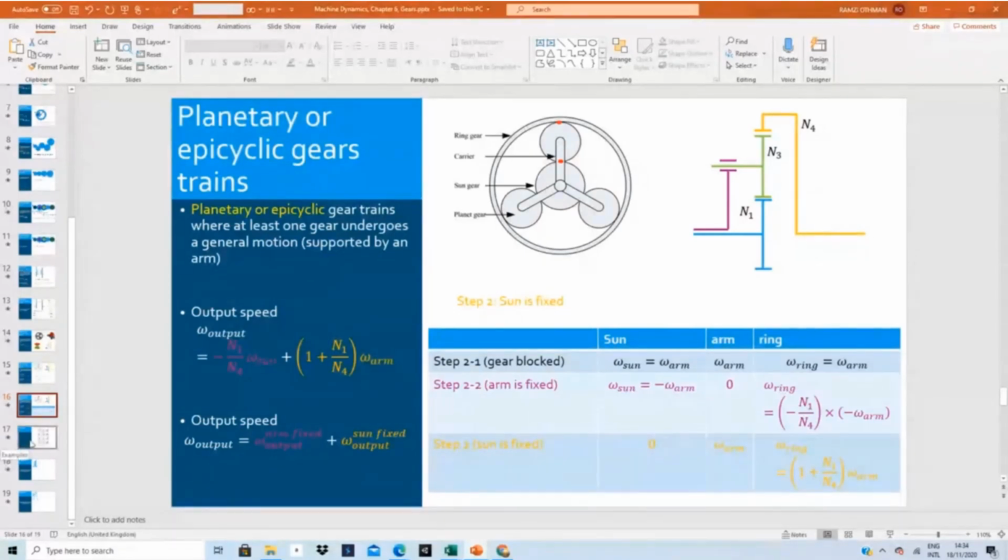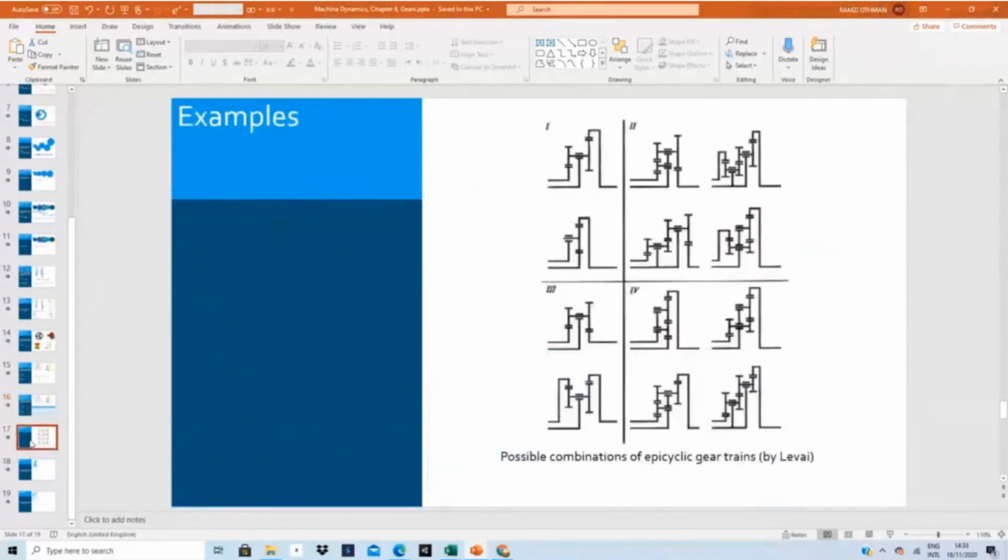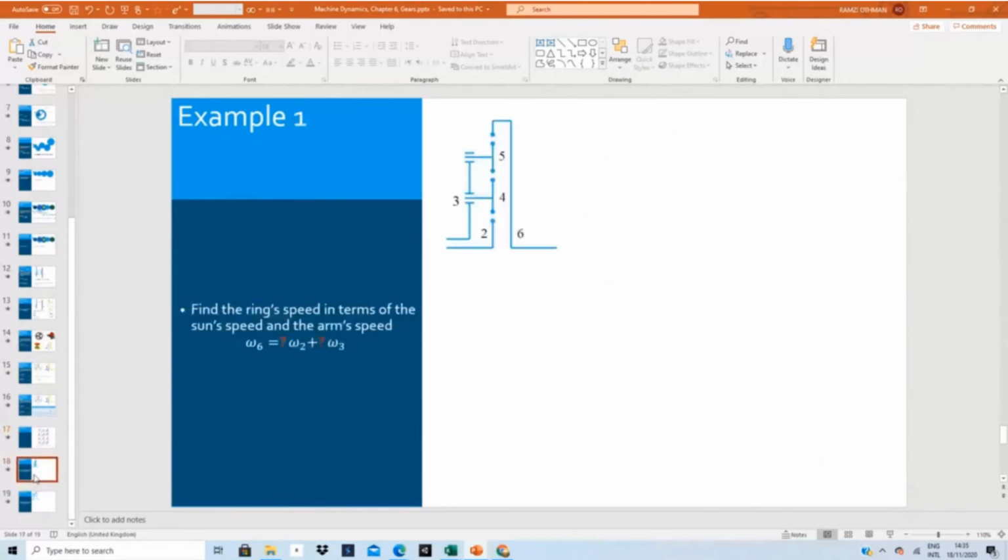Now, this is the basic, the most common, the most popular epicyclic gear train. There are multiple ones. These are the possible combinations as classified by Livier. So here we will study only two cases, and let's study the first one, this one. So I will have this epicyclic or planetary gear train, and I would like to find omega 6 in terms of omega 2 and omega 3.